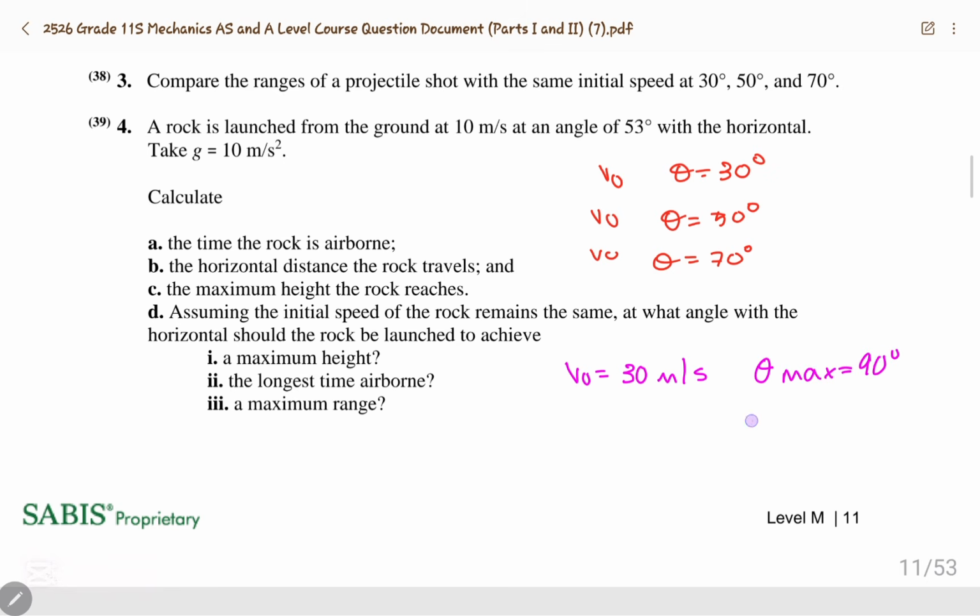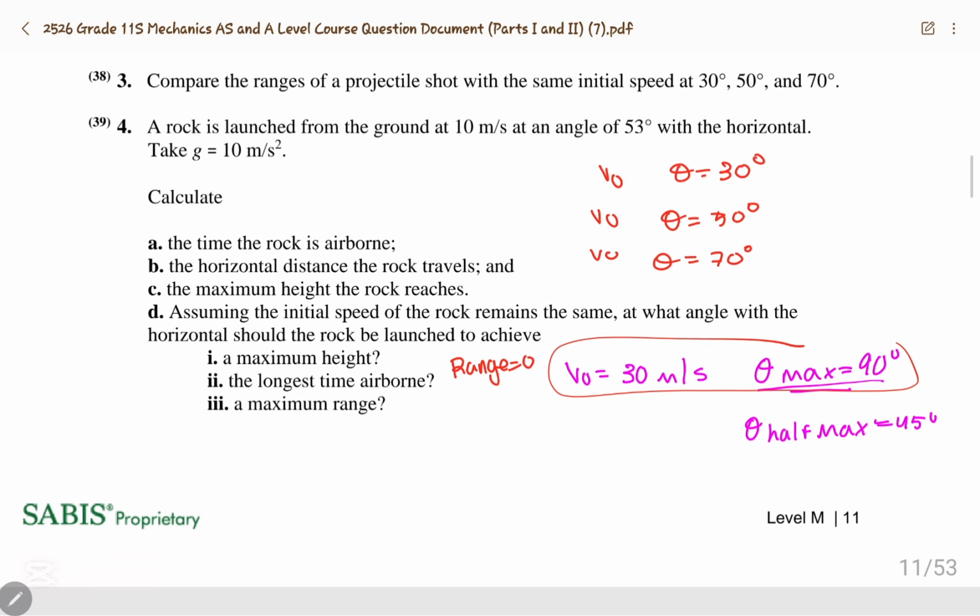Take half of theta max. Theta half max is how much? It is 45 degrees. Now put on your calculator to find the range. So it's going to be 30 squared times sine 90 times 2 divided by g, which is 9.8. I got 0. So when my theta is 90 degrees, then my range is equal to 0.